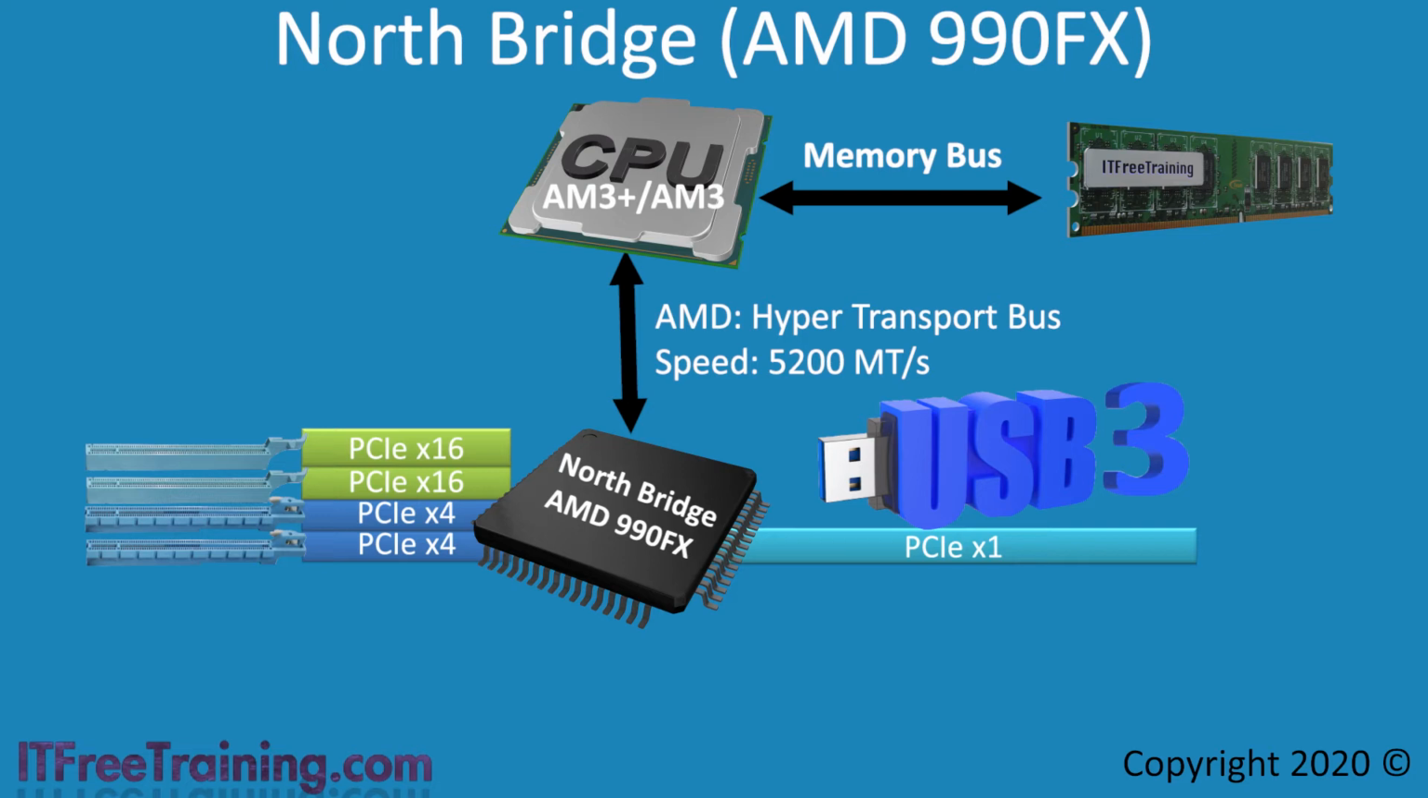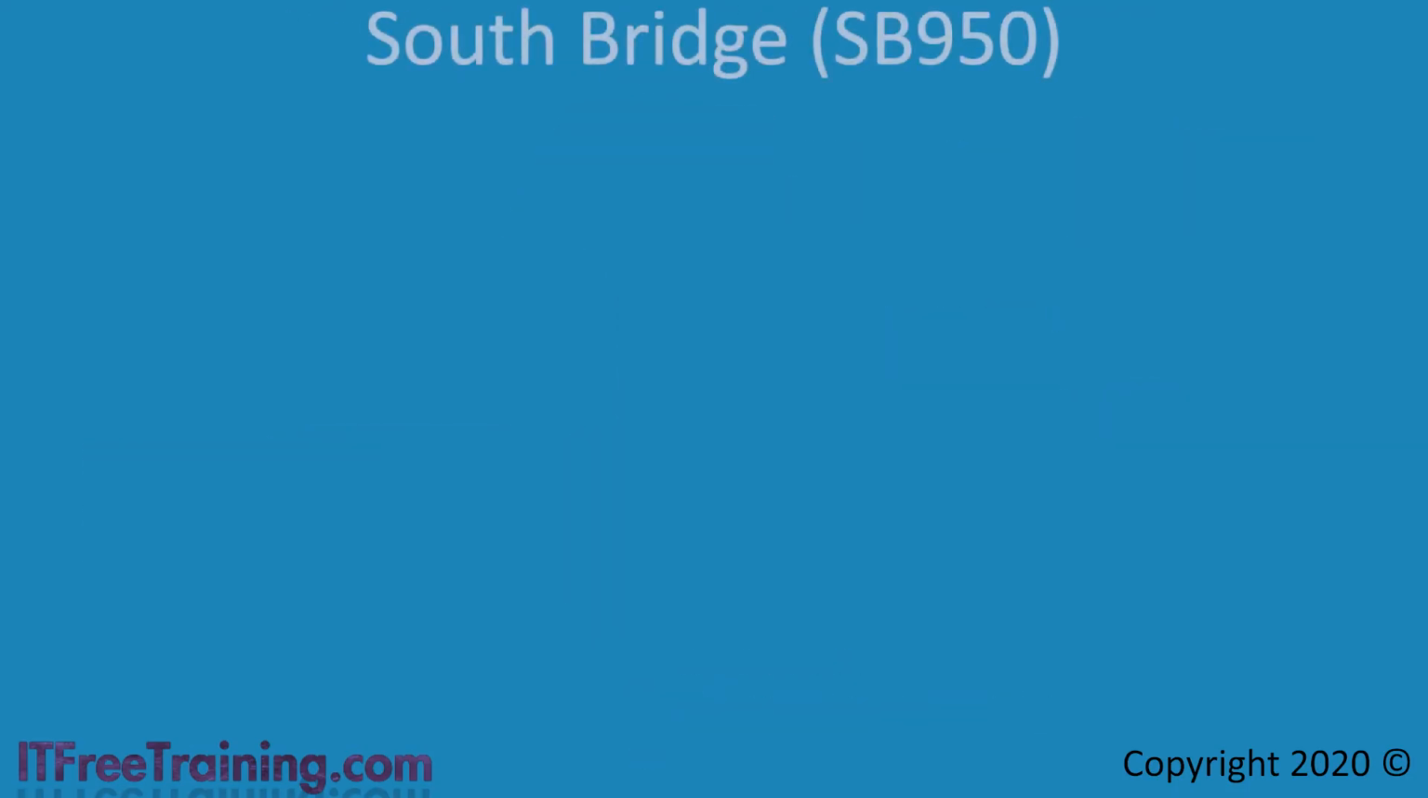The last connection is a connection from the North Bridge to the South Bridge. This is called the internal bus. This is still a relatively high-speed connection. In the case of this motherboard, there are 4 lanes connecting the North Bridge to the South Bridge. So you can see that there is still a lot of data that can be transferred to the South Bridge at one time.